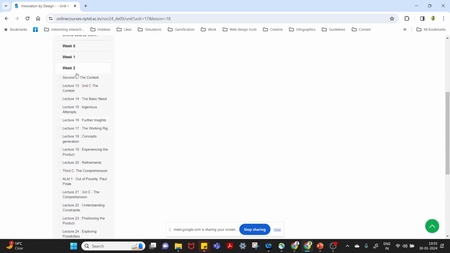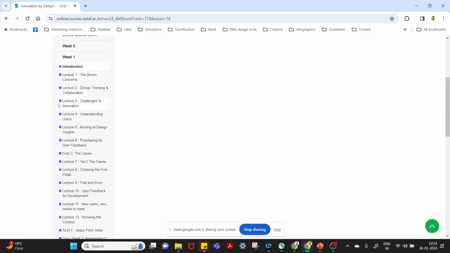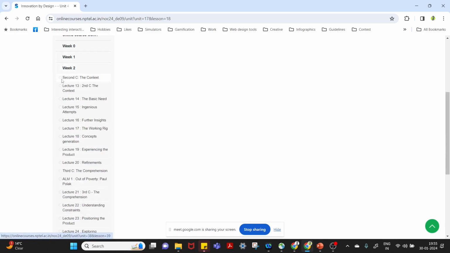If you go to week 2 and go through all the content, it becomes blue. If you can see the blue bubble, it depicts that you have gone through the content, right? If I don't see a blue bubble, it means that I have not gone through the content. These are the ones which are left out, right?